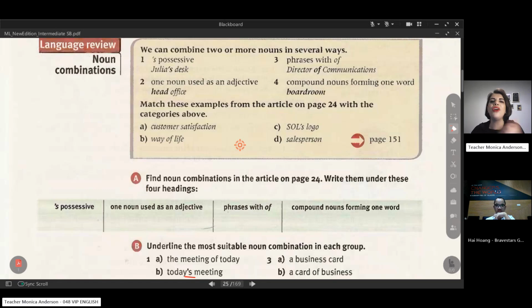For example, director of communication, a court of business. And the fourth, compound nouns forming one word, a combination of more than one noun, like boardroom, restroom. So here we have four forms that we're going to discuss. Let's have a look at A, B, C, and D, and match these examples from the article with the appropriate category.